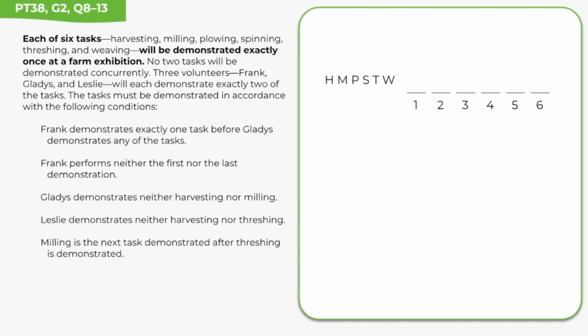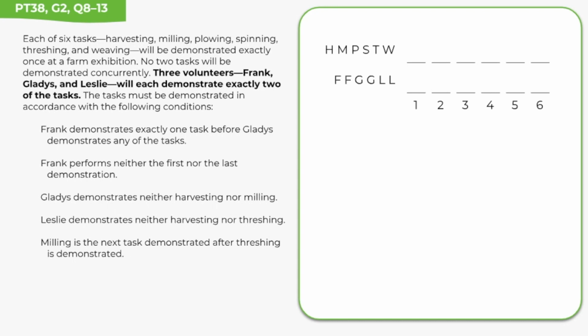So if we know that each of 6 tasks will be demonstrated exactly once at a farm exhibition, so there's one variable set. These 6 tasks need to be presented. They do go on to say that no 2 tasks will be demonstrated concurrently, giving you a hint that this is an ordering game. And then they go on to tell you that there are 3 volunteers, F, G, and L, who will each demonstrate exactly 2 of the tasks. So there will be 2 Fs, 2 Gs, and 2 Ls. We don't know which of the volunteers is performing which task. We have to figure that out as we go, and it can change from question to question.